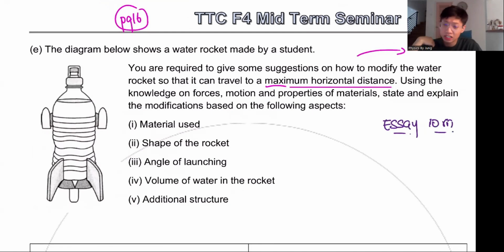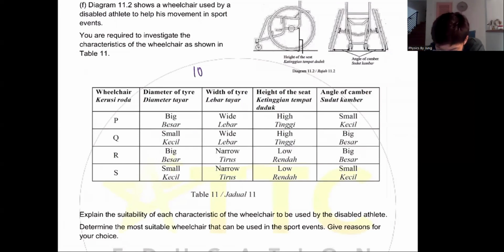Essay actually has two types: type A and type B. Look at this water rocket essay, and then I'll show you one more essay. This is also an essay question, 10 marks. Can you tell me what is the difference between this essay and the water rocket essay?